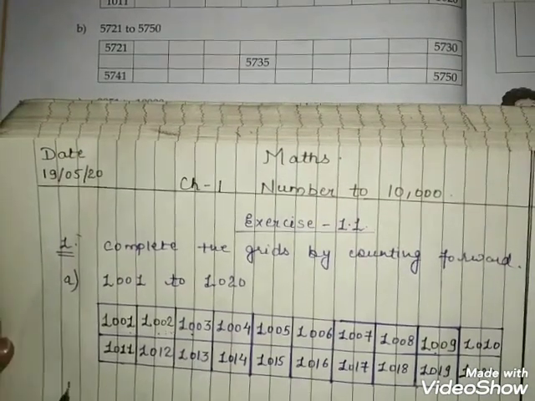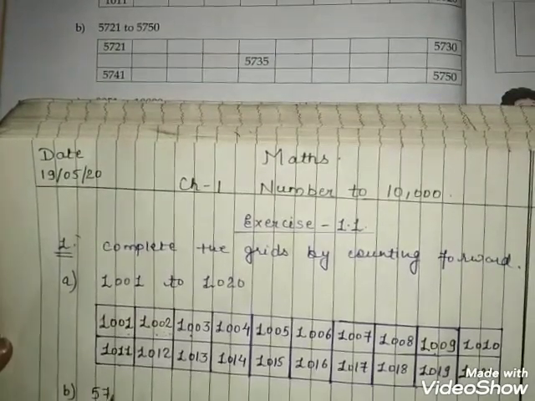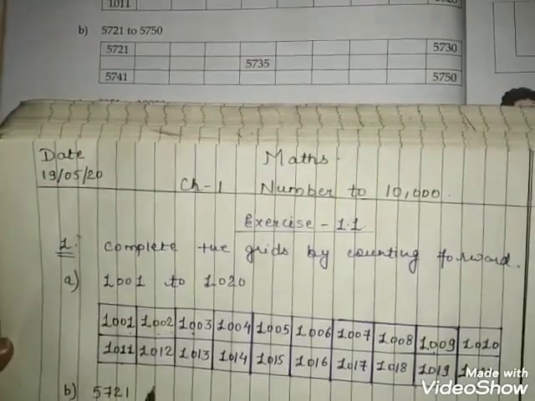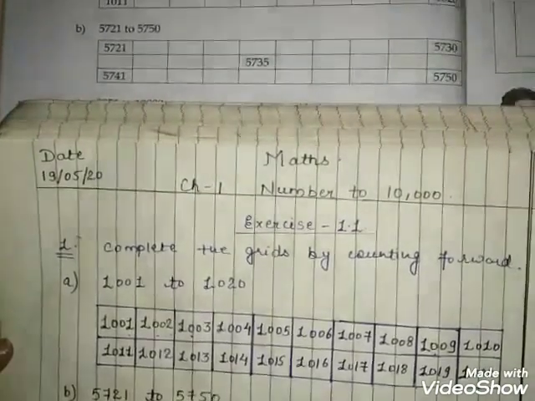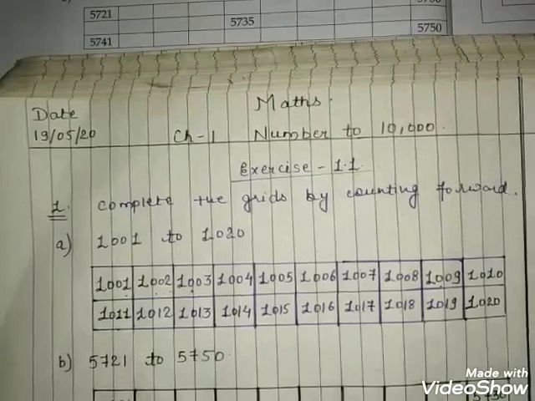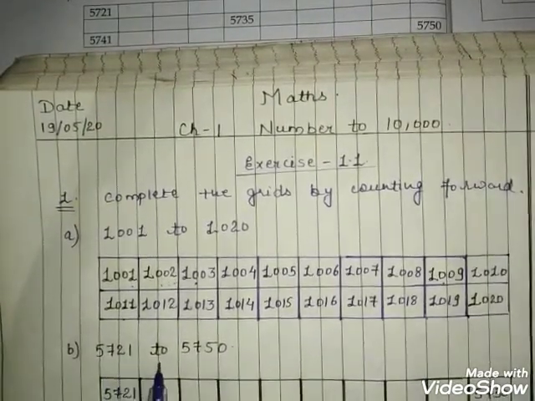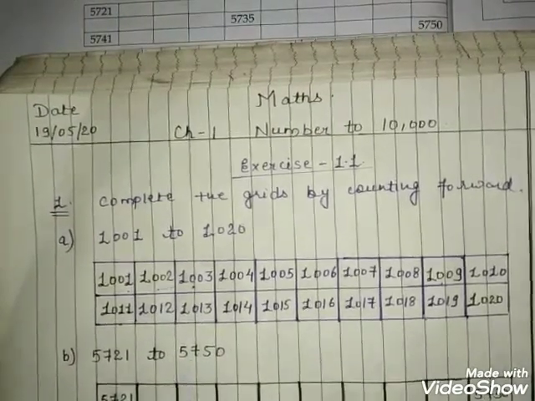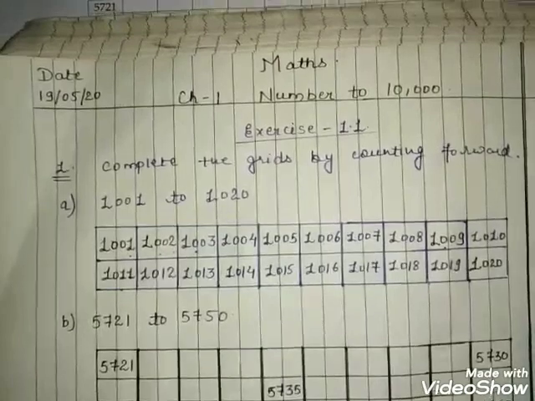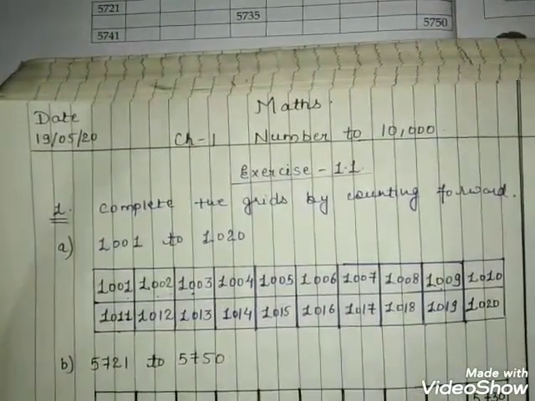Now let us start question B. What is question B? 5721 to 5750. So the question is 5721 to 5750. Now again we have to make the grid as it is given in the book. In the same way we have to make the grid.